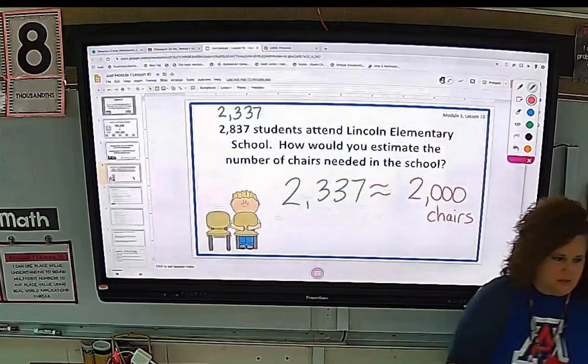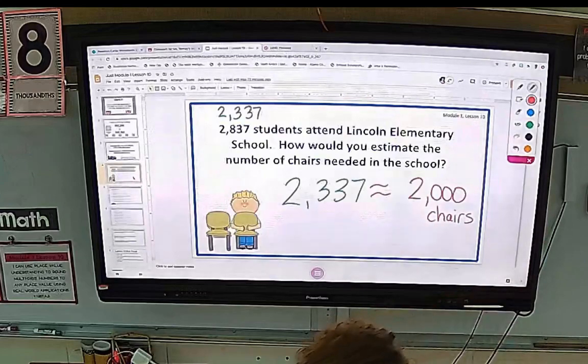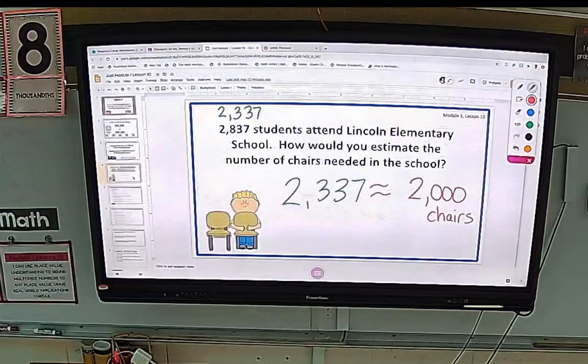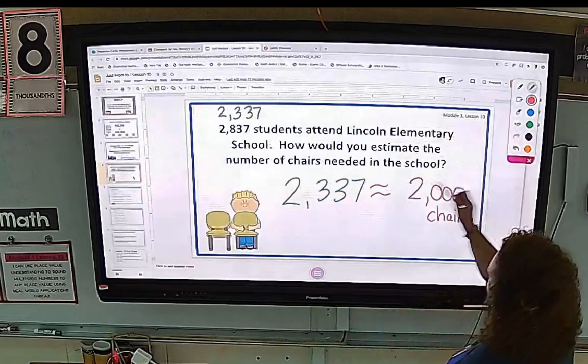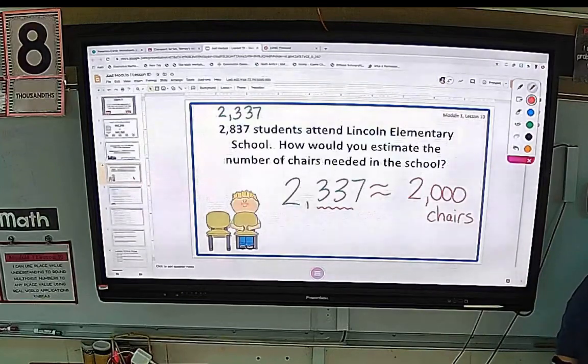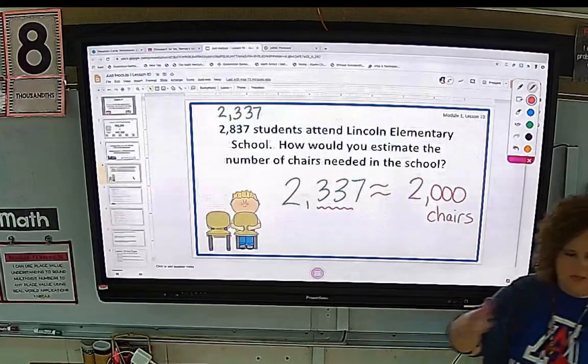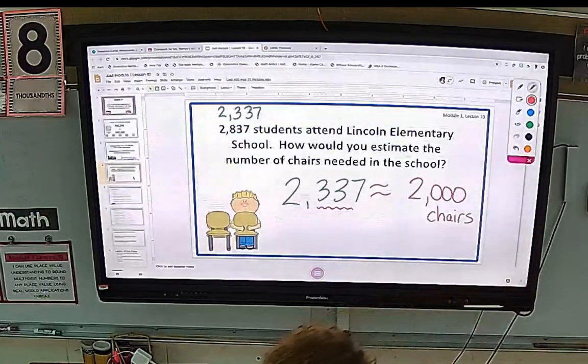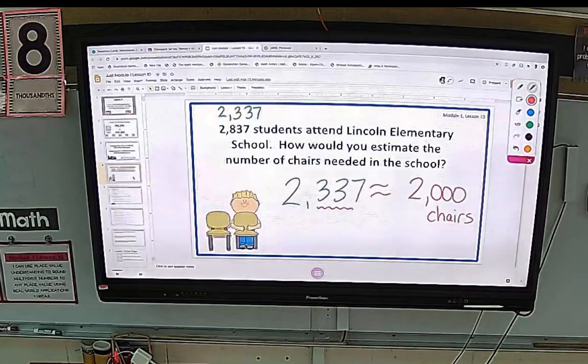Even if there's extras, and later on in the year, we will have some problems like this where there's some leftovers. You know, that 337, they kind of want to sit down too, don't they? Yeah. So we need to buy one extra set of 1,000 to make sure everybody's got a chair. And that's just one of those real world situations.